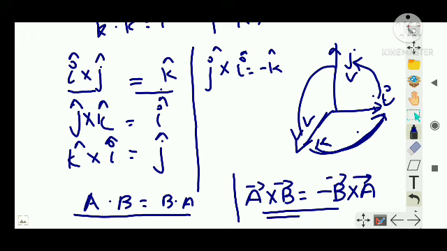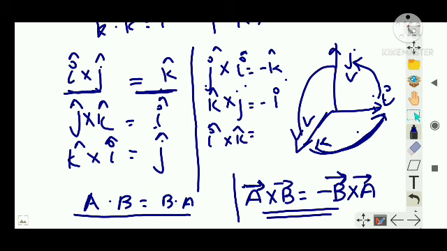Keep that in mind. Cross product: if you take A cross B, then B cross A and A cross B are not equal, they are opposite to each other. That's why if you take I cross J as K, then J cross I will be minus K. So tell me what will be K cross J? It will be minus I. What will be I cross K? It will be minus J. Simple. Write it in your paper and try to understand it.